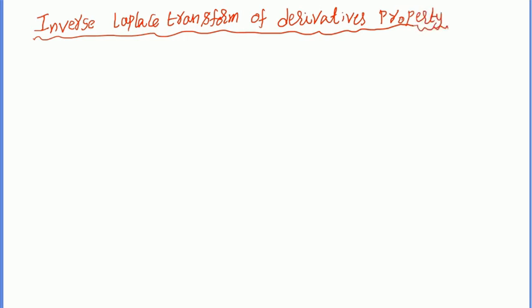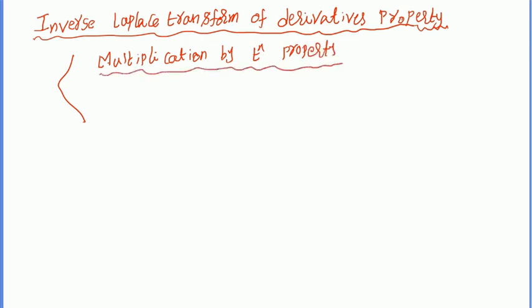So what is the statement of the inverse Laplace transform of derivatives property? This statement will be taken from the Laplace transform of multiplication by t power n property. So what is the multiplication by t power n property in the Laplace transform?